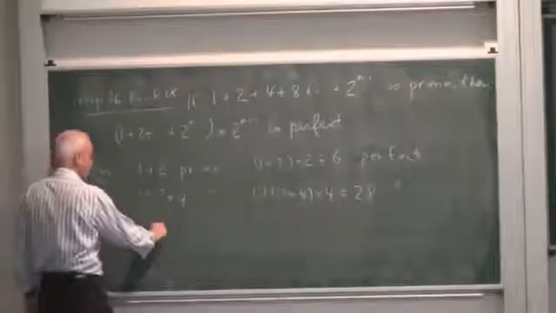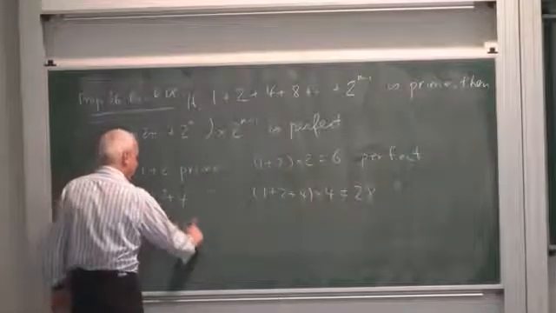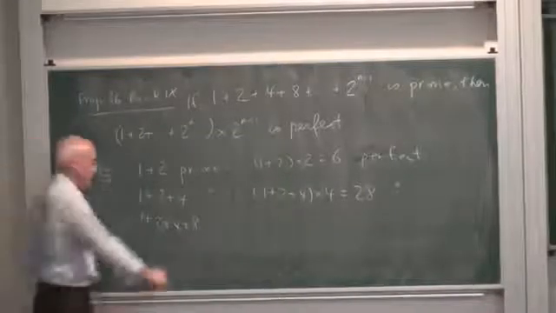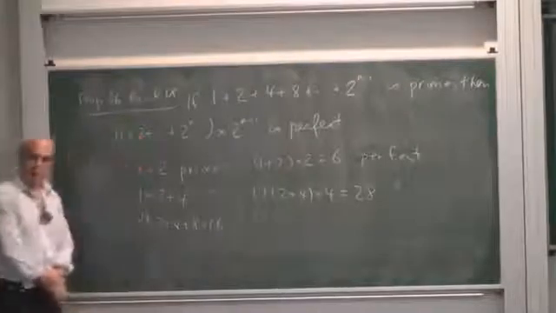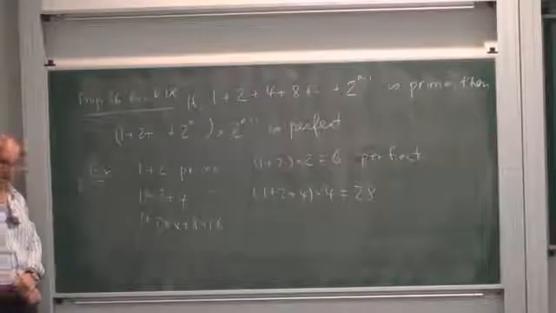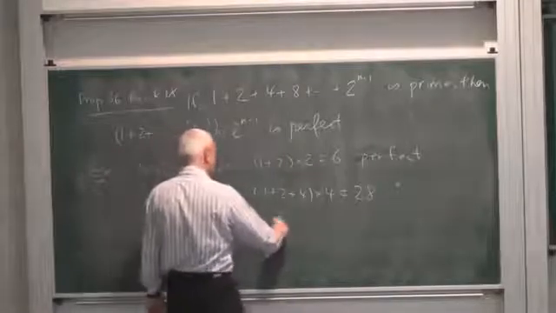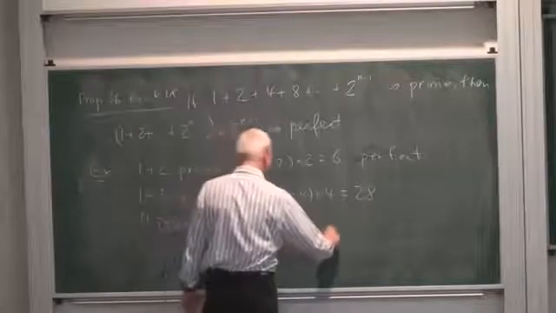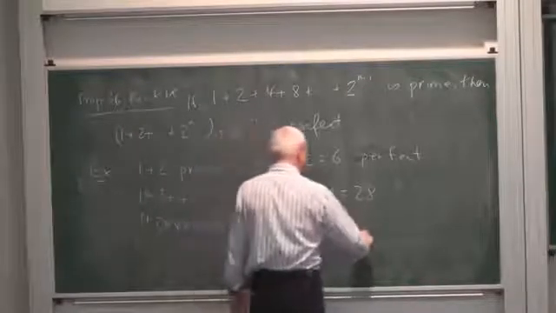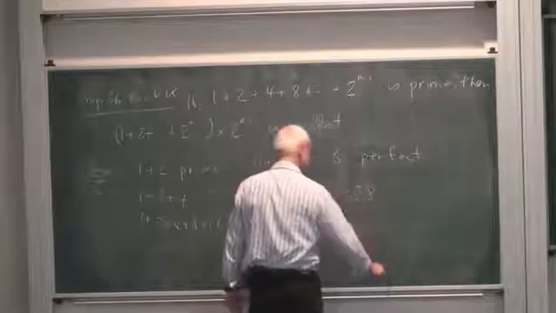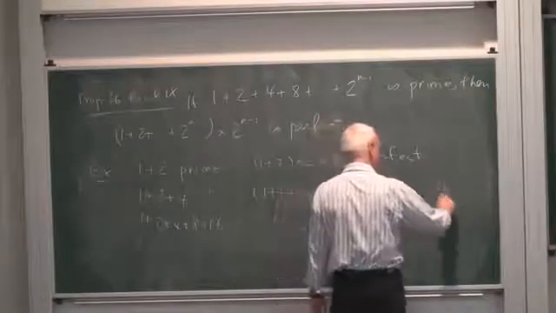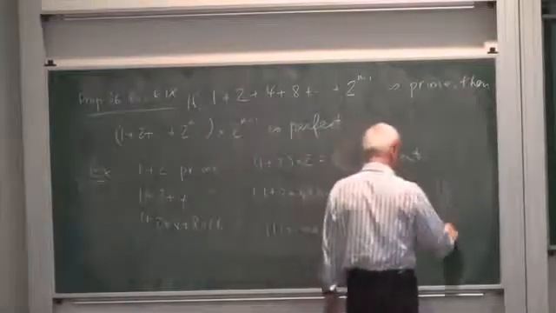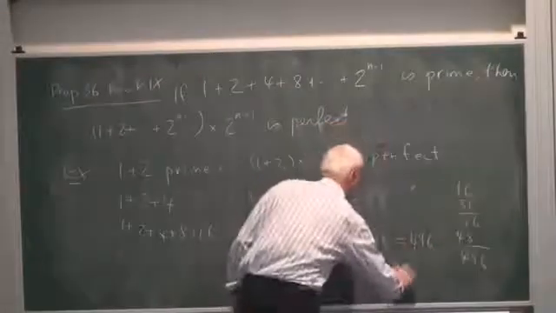How about 1 plus 2 plus 4 plus 8? That's 15. That's not prime. That's not going to work. But the next one is 31. That is prime. So 31, the sum 1 plus 2 plus 4 plus 8 plus 16, times 16, which is, what is it? So that's perfect.